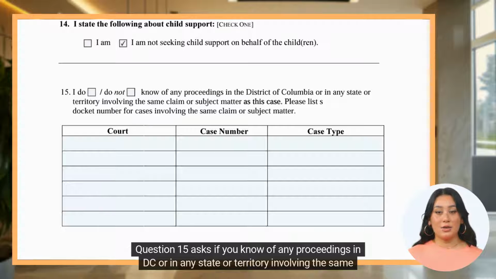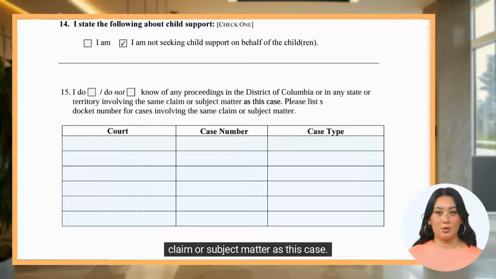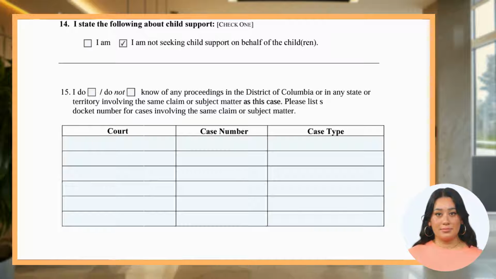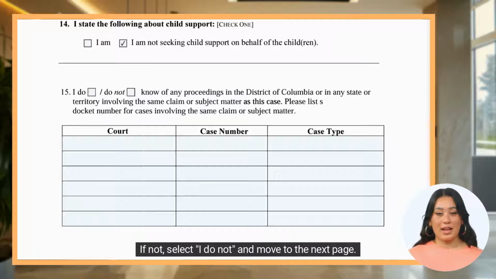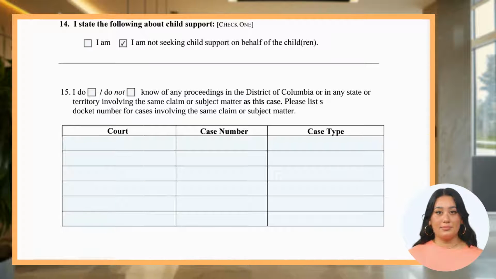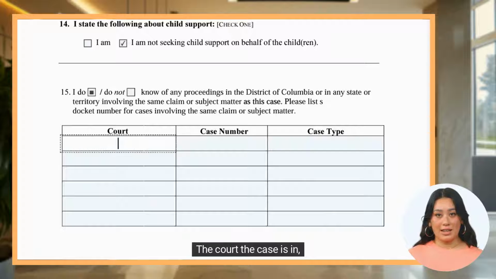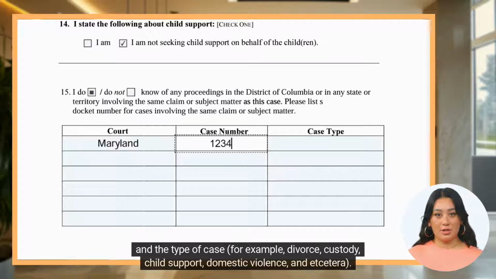Question 15 asks if you know of any proceedings in D.C. or in any state or territory involving the same claim or subject matter as this case. For example, another case in another state regarding custody and/or child support of these same children. If not, select I do not and move to the next page. If so, select I do and complete the chart below with the following information: the court the case is in, the case number, and the type of case, for example, divorce, custody, child support, domestic violence, and etc.